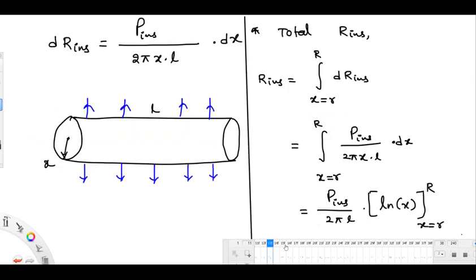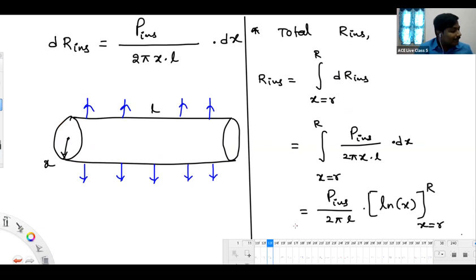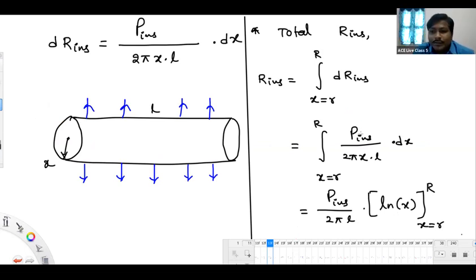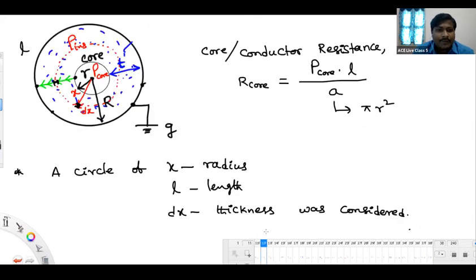Sir, while calculating the first expression for R insulation, why did you take dx instead of L? Can you tell me again? The first expression, rho insulation divided by 2 pi x into L into dx. Why did you take dx? Because I have to find it starting from the surface of the core to the sheath.